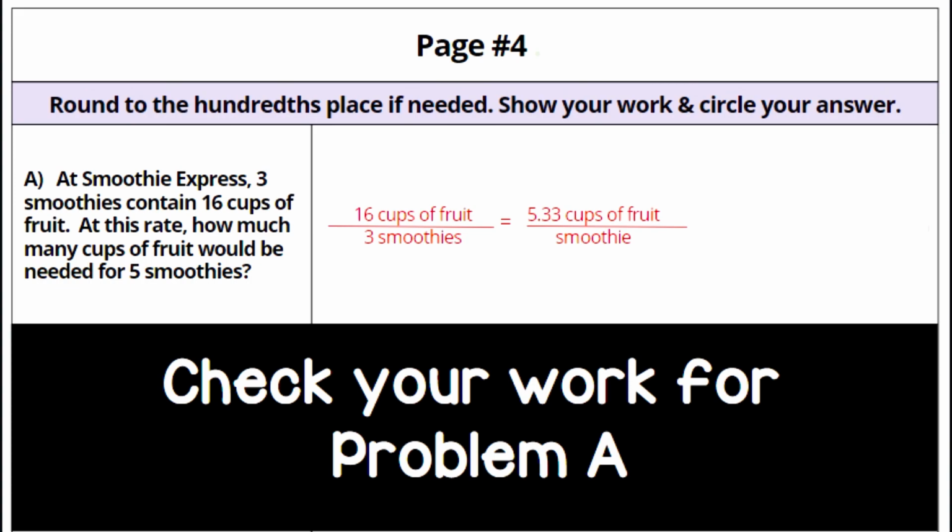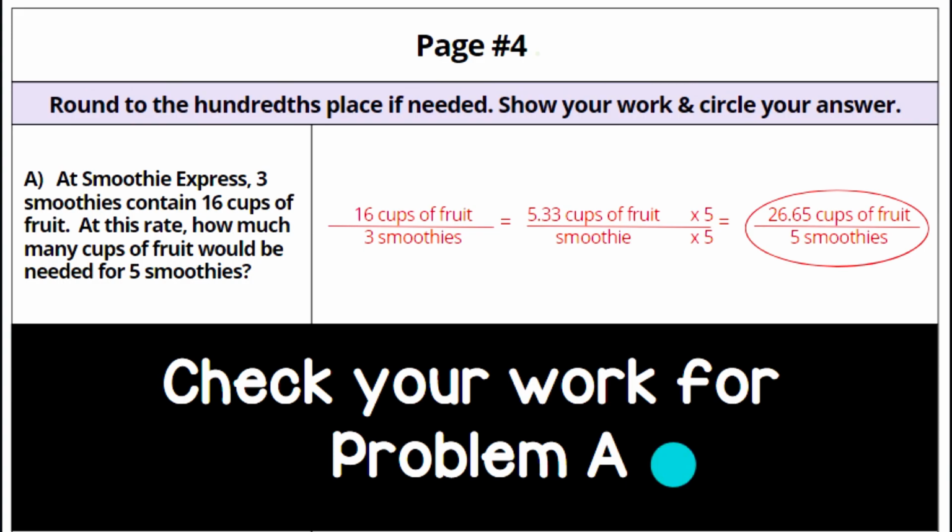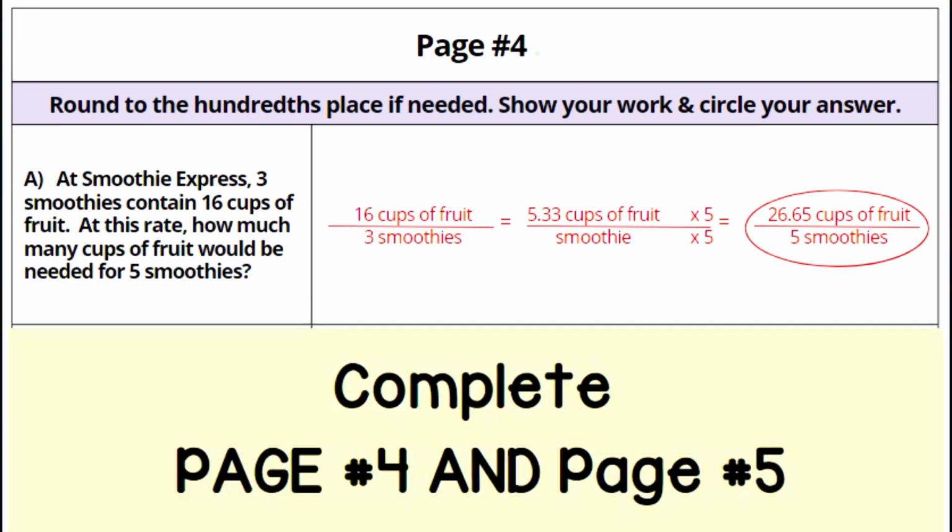Now that we know how many cups of fruit are in one smoothie, I can multiply by 5 and we get 26 65/100 cups of fruit for 5 smoothies. So make sure you have this down. Pause the video if you need to. And now you're going to complete page 4 and 5 on your own. Once you finish both pages, come back to the video for page 6.